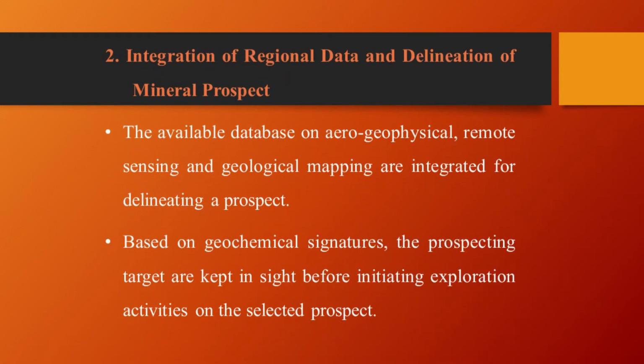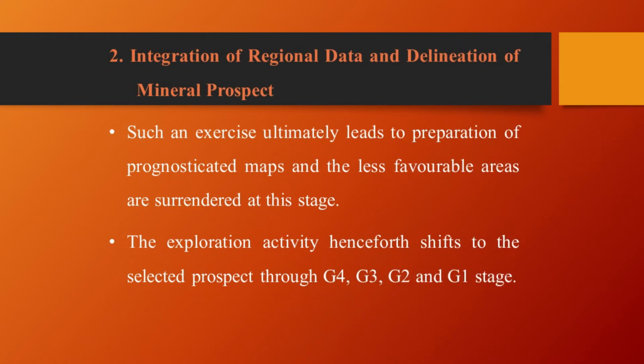After the reconnaissance stage, the next stage is integration of regional data and delineation of mineral prospects. The available database on aerogeophysical, remote sensing and geological mapping are integrated for delineating a prospect. Based on geochemical signatures, the prospecting targets are kept in sight before initiating exploration activities on the selected prospects. Such an exercise ultimately leads to preparation of prognostic maps and the less favorable areas are surrendered at this stage. The exploration activity henceforth shifts to the selected prospect through G4, G3, G2 and G1 stages.